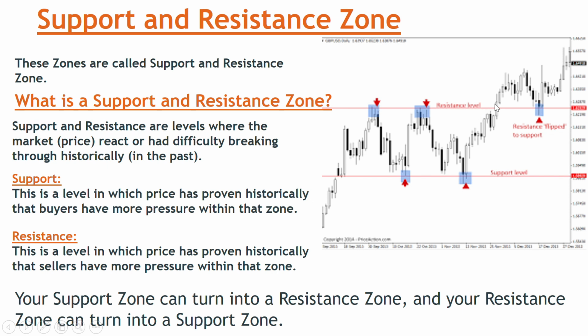Your support can turn into a resistance zone and your resistance can turn into a support zone, just as we described with the ceiling and floor. As you can see on this diagram, this was once your resistance zone, and immediately price broke through it, it automatically turned into your support zone. And you see when price comes to hit the zone again, that zone supports the price as the floor, preventing you from breaking through to the downside.